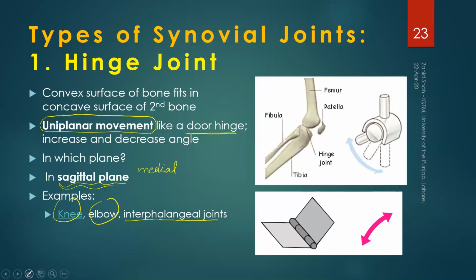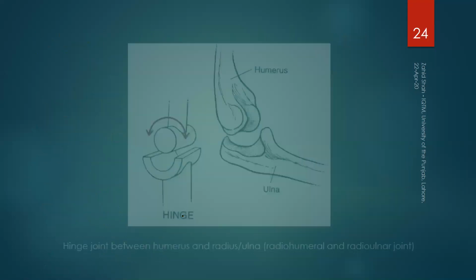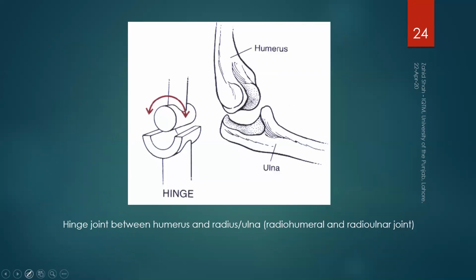So one example that is shown over here is the knee joint, so that is between the thigh bone and tibia and fibula. So this joint, that is your actually knee joint. So that is an example of hinge joint. And movement produced at hinge joints are flexion and extension. So increase in angle and decrease in angle, as we have seen. So flexion is decrease in angle, extension is increase in angle. So at knee, elbow, and interphalangeal joints, the movement is flexion and extension. We saw the example of a knee joint.